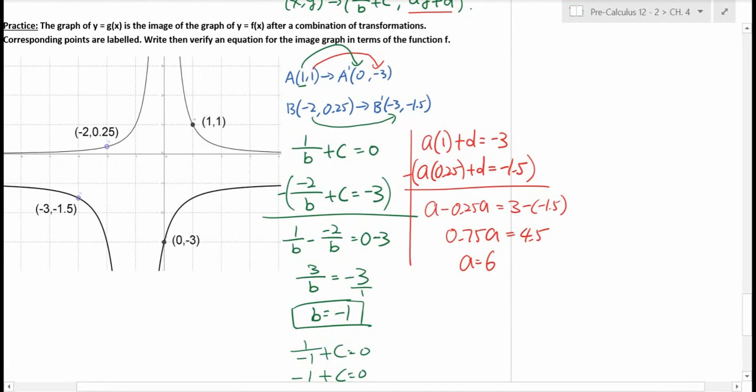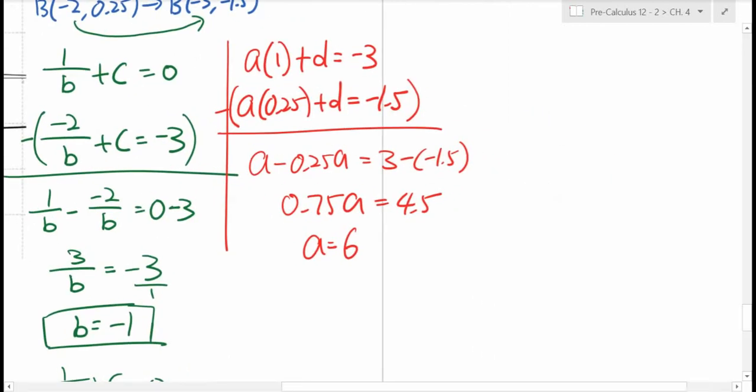Okay, let me see. 1 comma 1 becomes 0, -3. Yes. And -2, 0.25 becomes -3, -1.5. So a times the original y value of 1 plus d gives you the new y value. Yep. Okay, well, I guess it looks fine. Oh, I found my mistake. Okay, that's better. It was -3, not +3. My bad. So this should be -1.5. -3 plus 1.5 is -1.5, and therefore a is actually -2 only. Okay, that's better. So a is -2.